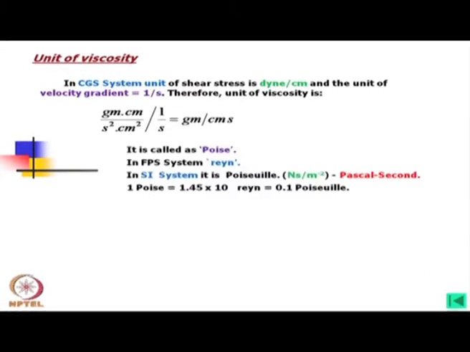In CGS system, unit of shear stress is dyne per centimeter square and the unit of velocity gradient is 1 by second, that is 1 by time. Therefore, unit of viscosity is gram centimeter per second square per centimeter square divided by 1 by second. Ultimately, it becomes grams per centimeter second. It is called as poise.